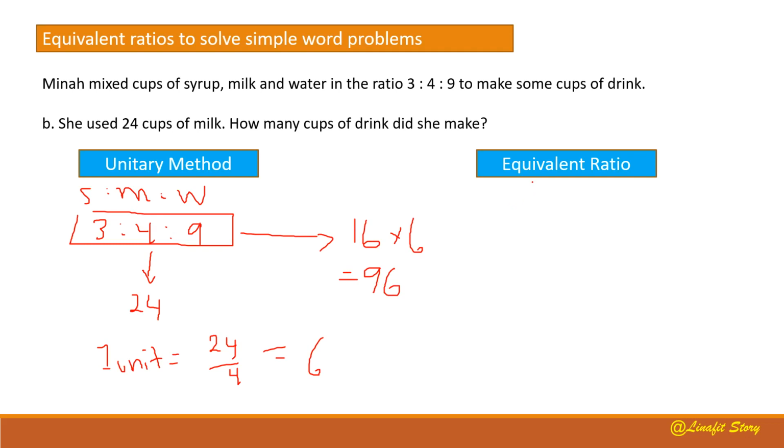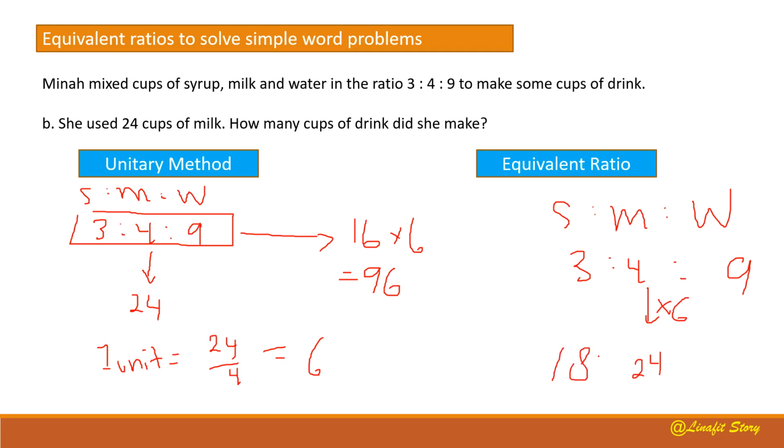Now how about the equivalent ratio? So syrup, milk, and water, 3 to 4 to 9. Then she used 24 cups of milk. So over here again we may use the equivalent ratio. So 4 times how many equals 24? 4 times 6. Do the same to the syrup and the water. So 3 times 6 equals 18. And then 9 times 6 equals 54. And after that we may find the total. So 18 plus 24 plus 54 equals 96.